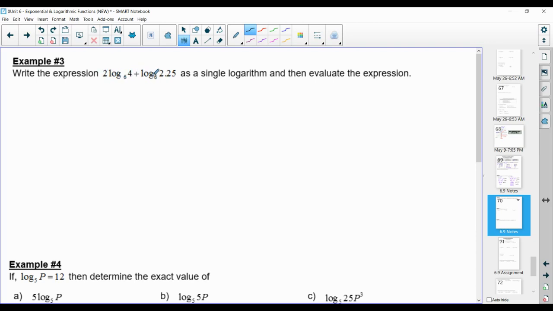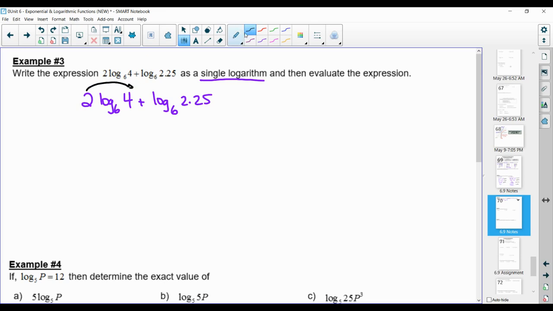4 plus log base 6 of 2.25 as a single logarithm and then evaluate. So these are very common questions. We're asked to simplify first and then evaluate. All right, so by simplifying, I'm going to start off by writing the question out. So I've got log base 6 of 4 plus log base 6 of 2.25. I see an addition sign, so that tells me I'm probably going to be using the product law. I also see a number in front, and so I'm going to start by dealing with that first.